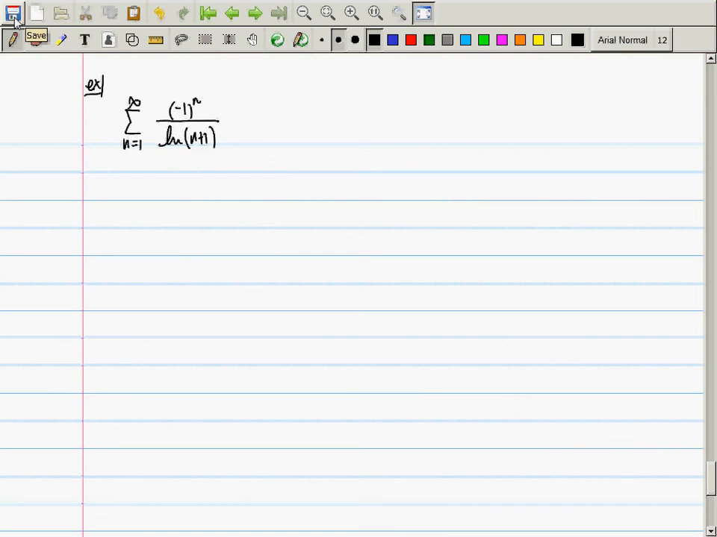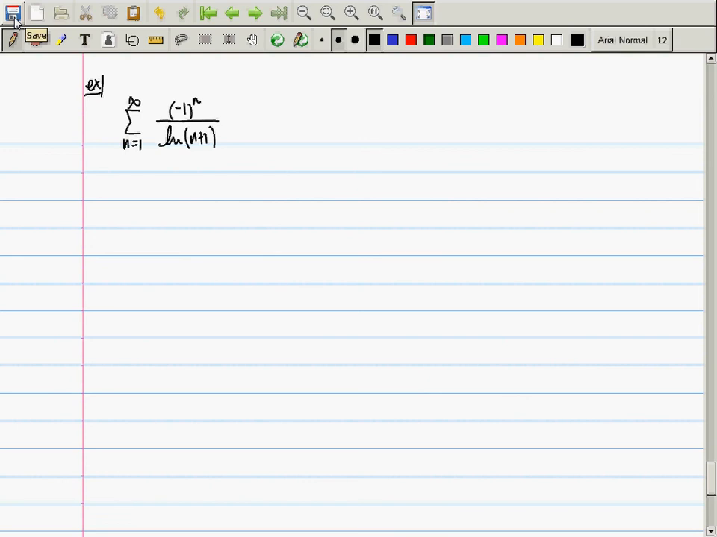Is it a geometric series? No. Can I use the nth term test for divergence? No, because n plus 1 goes to infinity, and log of an argument which goes to infinity goes to infinity. So the denominator is going to infinity, so the sequence part of this series is going to 0. So the nth term test for divergence tells you nothing.